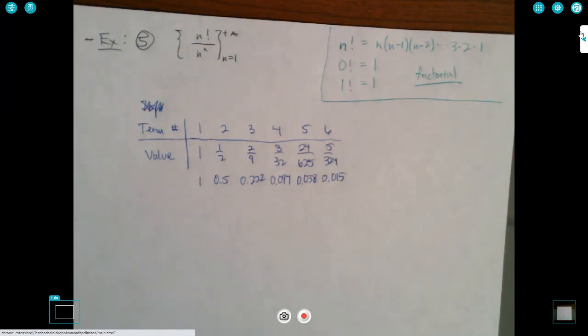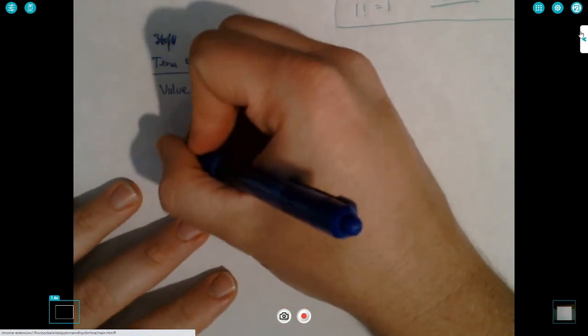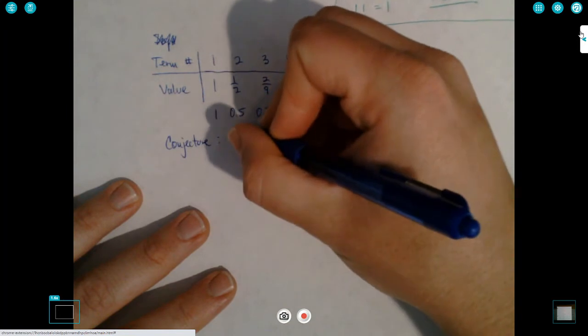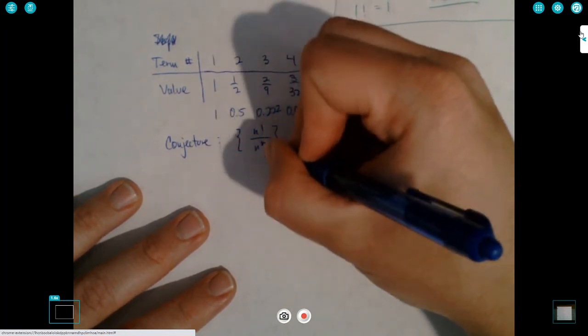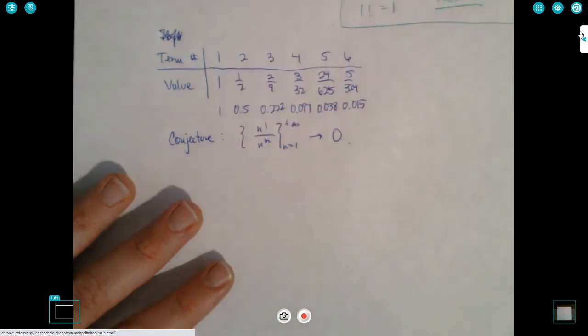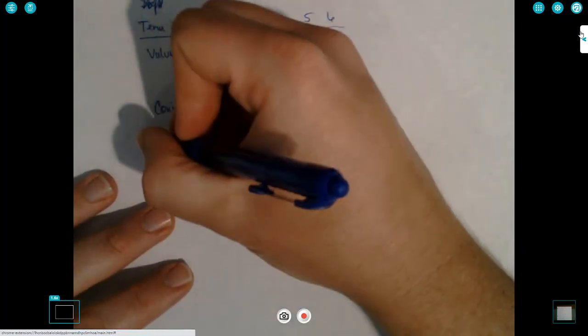So my conjecture is that n factorial over n to the n goes to 0. All right, that's what I think is the case. Well, so here's the proof.